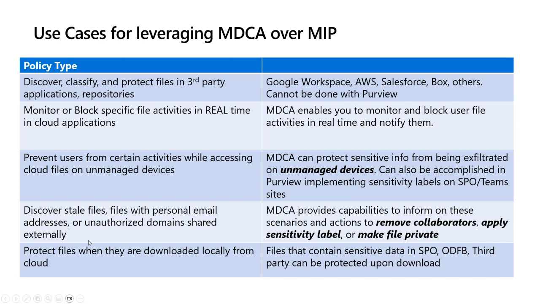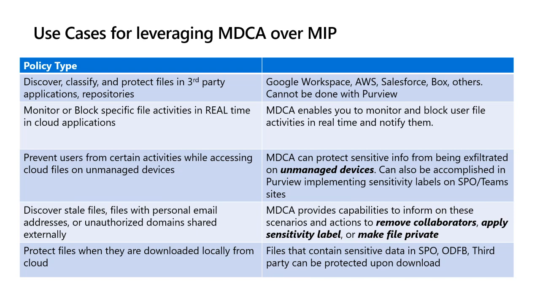Here's another good one. If you want to discover stale files or files that have been shared with users with a personal email address or an unauthorized domain externally, well, this is a use case for Microsoft Defender for Cloud Apps. And you can do things like remove collaborators. You can apply a sensitivity label, and you can even make the file private.